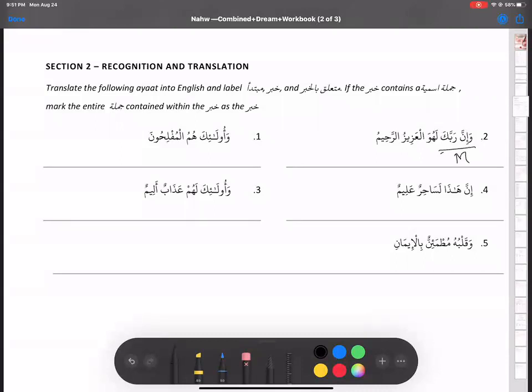Yes, Mubtada. Okay. Now lahu wal aziz ur rahim, the whole thing is our khabar. And then we can further break down this khabar, and we're going to say huwa is our mubtada, and al aziz is khabar number 1, and al rahim is khabar number 2.